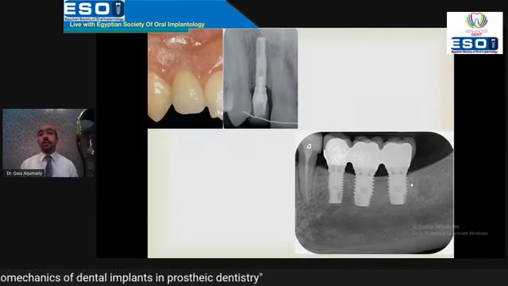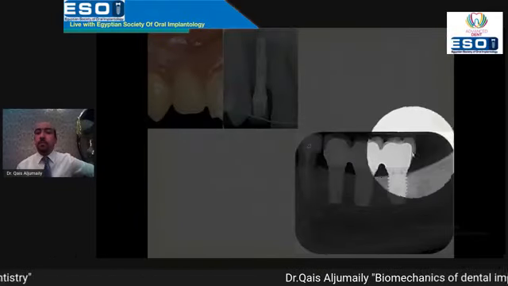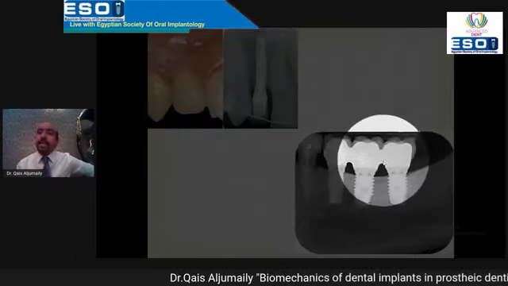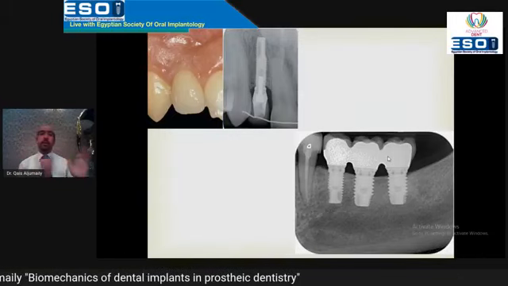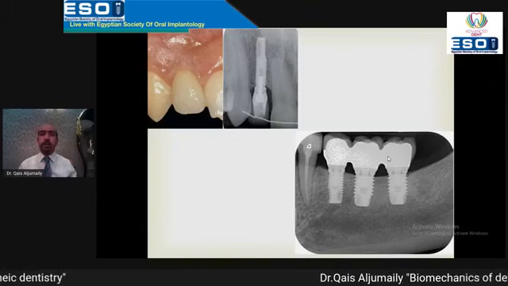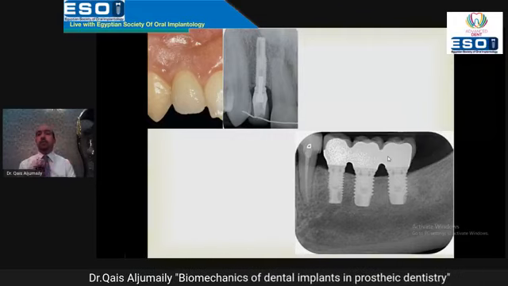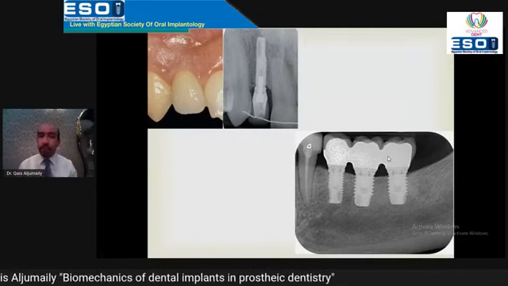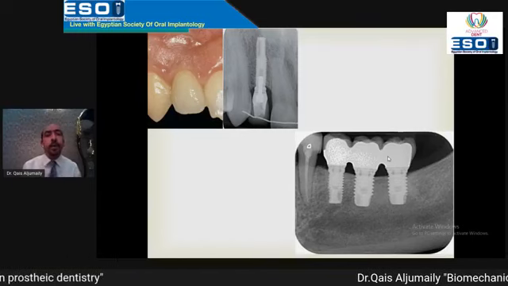And another point regarding the biomechanics is the splinting of the prosthesis. It's better to splint, not like the natural teeth. For the natural teeth, it's better to separate the crowns in the full mouth rehabilitation. If you have so many abutments, you have to separate between them. But in dental implants, it's better to connect between them, between the implants themselves, but not between the implant and the natural tooth, of course.